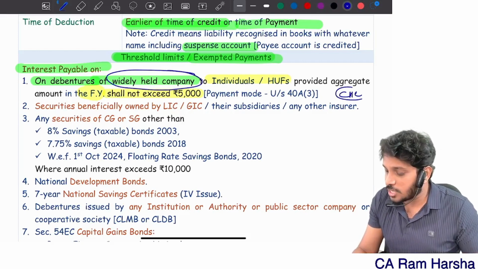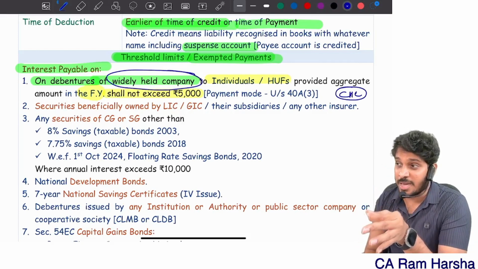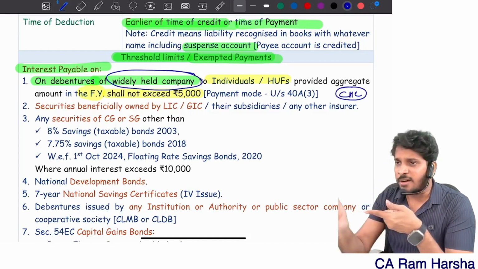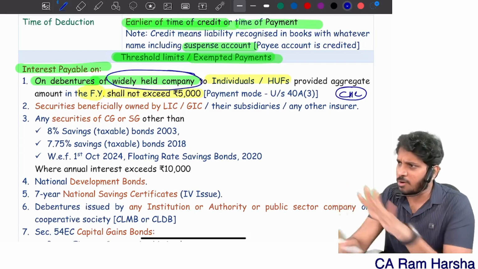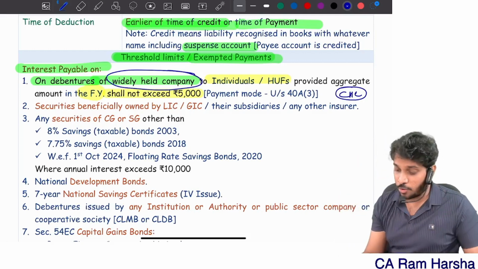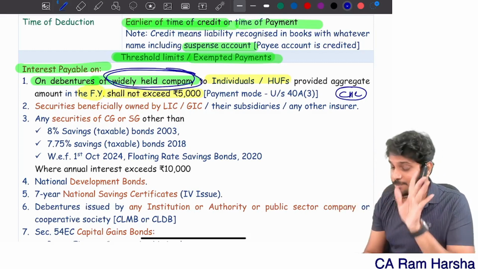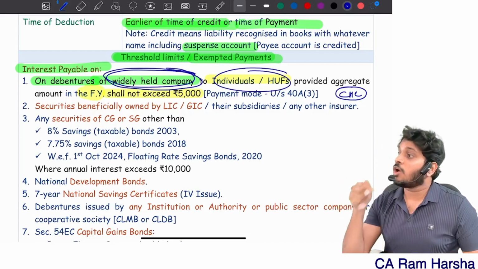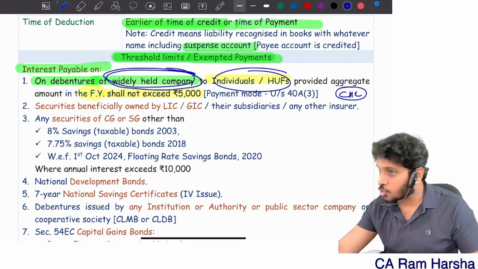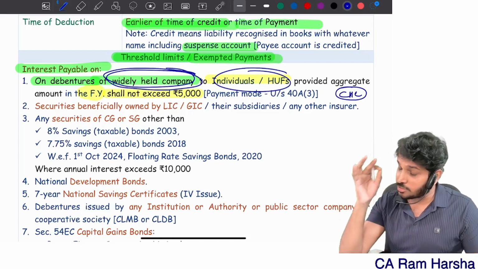Suppose a closely held company, a private limited company, or an unlisted public company is paying interest to an individual or HUF, the 5,000 limit is also not there. On the full amount, even 1,000 rupees of interest is liable for TDS. Yes or no? Suppose interest is paid by a widely held company, but to a partnership firm, an LLP, or a company, then there is no threshold limit. Even from 1,000 rupees onwards, you need to deduct TDS.